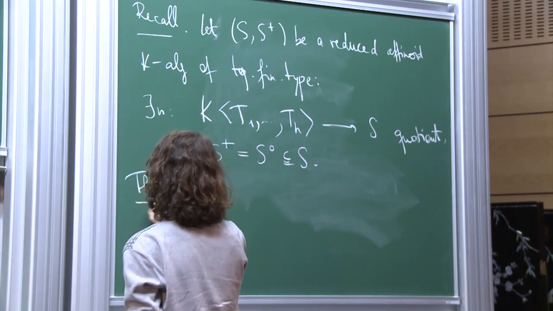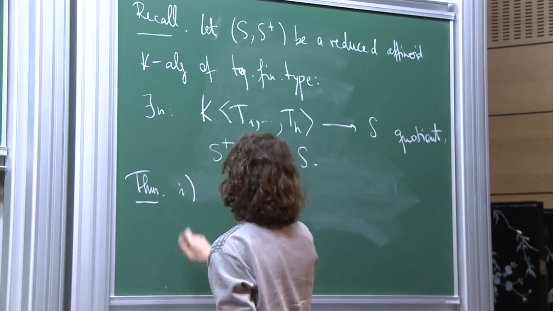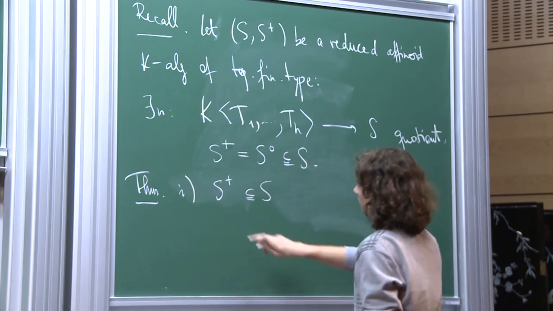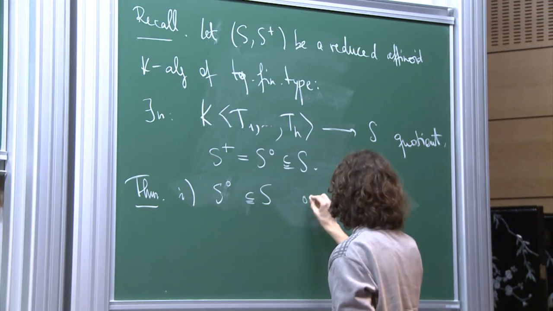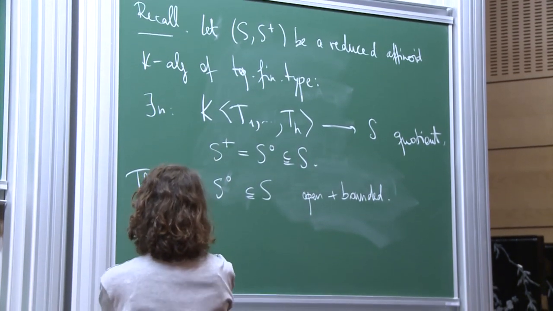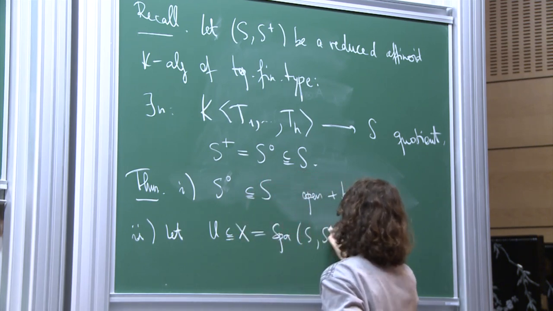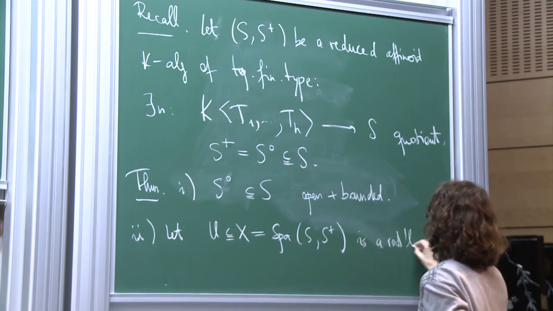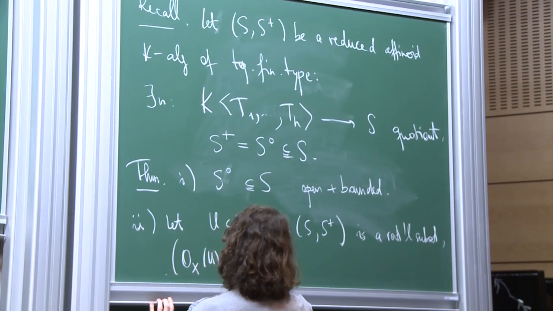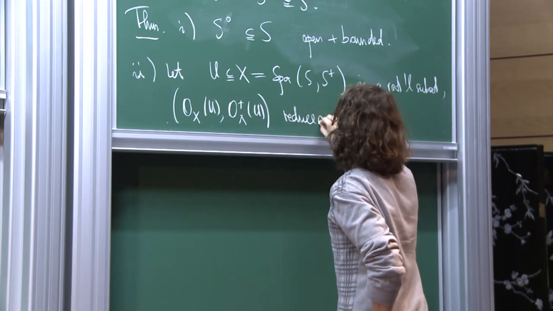So we have the theorem, which is basically Tate's acyclicity theorem. And in full details, it says the following. So first is that, in fact, because we assume that this algebra is reduced, this subset, the subset of power bounded elements, really defines the topology, so it's open and bounded. And secondly, if U in X, which is Spa(S, S^+), is a rational subset, then evaluating the thing, we get a reduced affinoid K-algebra of topologically finite type.